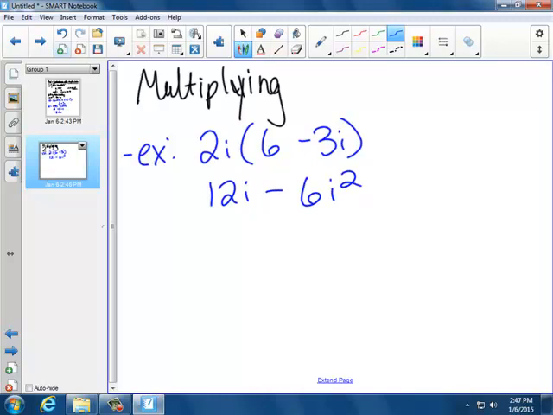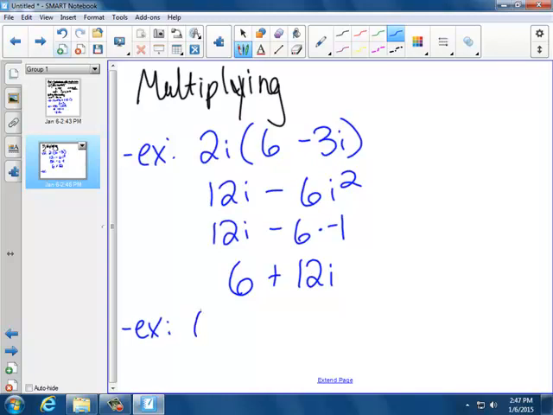Now I can go a little further because remember, what is i squared? i squared is negative 1. So now I have a minus 6 times negative 1. That's going to become a positive 6. And I'm going to put that first because I'm supposed to put my real part first and then my imaginary part. So 6 plus 12i.